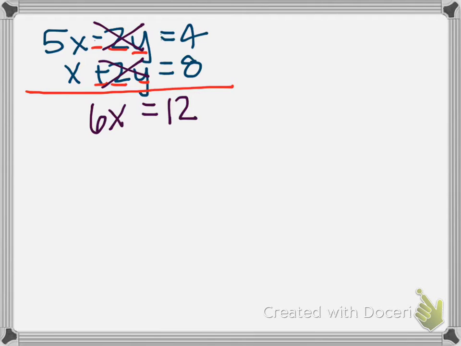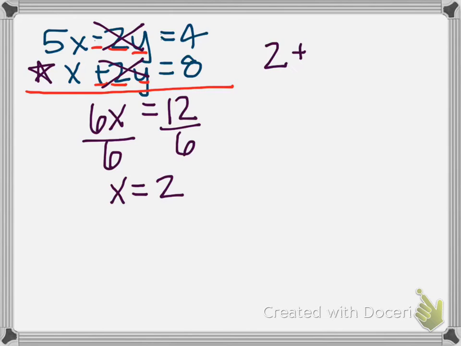To get x by itself in this equation, we divide by 6 on both sides, and I end up with x equals 2. Now we go to that last step, which is to plug back in and solve for the opposite variable. So we're going to use one of the original two equations, it doesn't matter which one, and we're going to plug x back in. I'm going to use this second one here. So instead of x, I put 2 plus 2y equals 8, and now I solve for y.